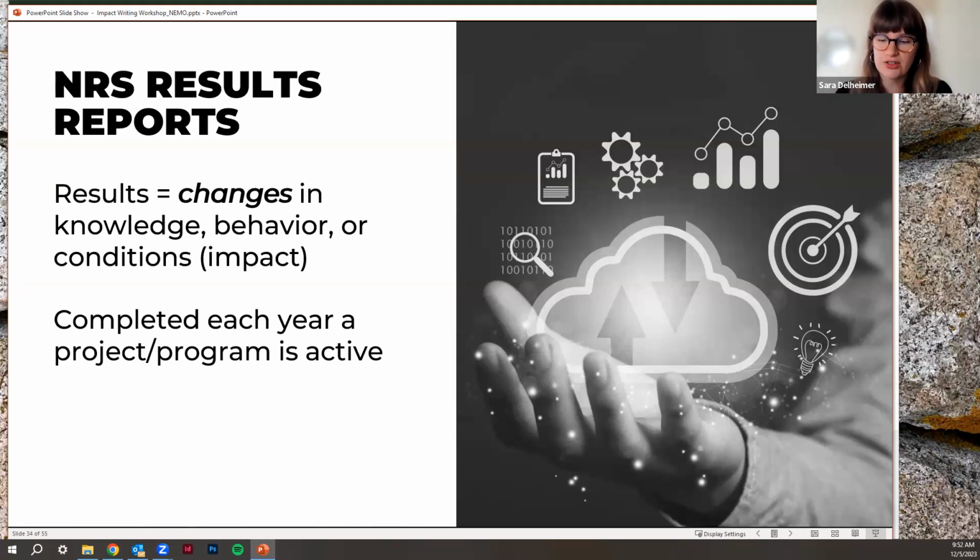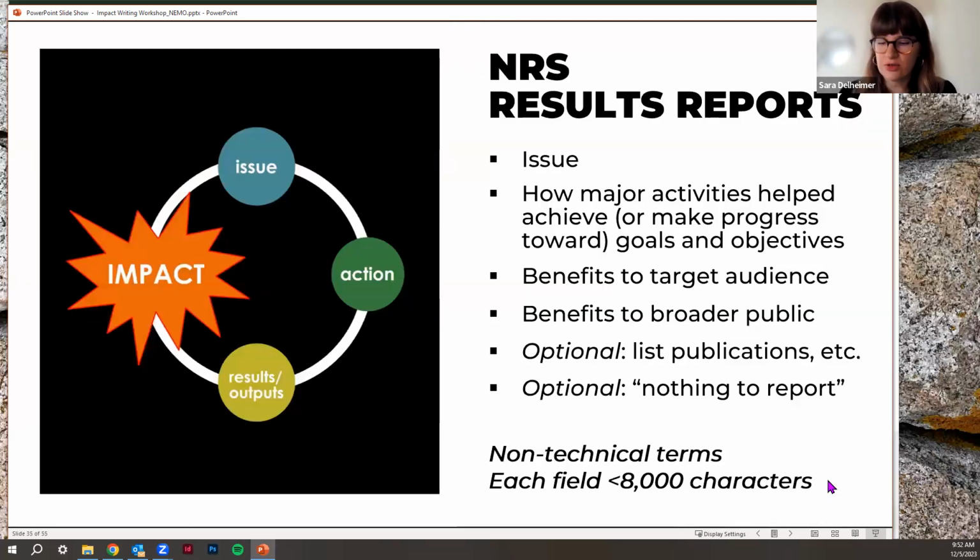And so NIFA defines results as demonstrated achievements or changes in knowledge, behavior, or conditions. So in other words, they're talking about impacts, right? Those are the same kind of words we use to describe impact. So when you see results reports, think impact reports. And these result reports really do line up nicely with that outline and the principles that I just shared.